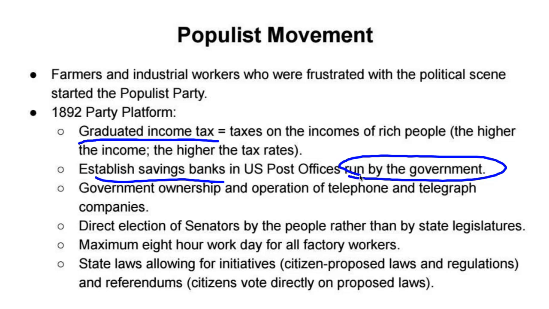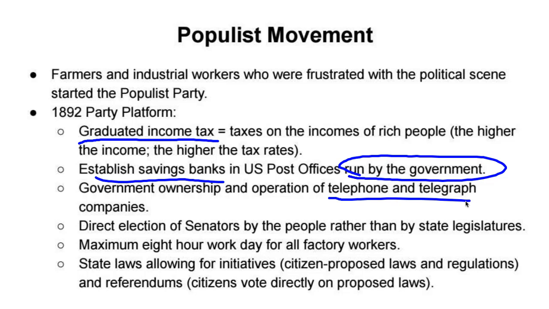Government ownership and operation of telephone and telegraph companies. Again, government intervention in the economy. Remember, in the Gilded Age, you had a lot of people who promoted laissez-faire capitalist theory, and so government intervention to them sounded more like socialism. And so the populist movement was very, very controversial and seen as extremely radical.